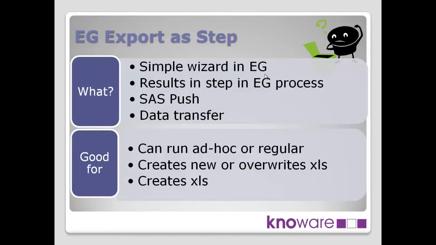It creates a new or overwrites an Excel spreadsheet. So it's not updating an existing spreadsheet, but it's overwriting or creating a new spreadsheet. And the file format it creates is actually an Excel format, XLS format spreadsheet. And you may think, well, that's what we're doing all the time. We're creating Excel spreadsheets. But no, some of the other techniques don't actually create it in an XLS format. They create another format that Excel can still use, but it's not actually a native XLS format.